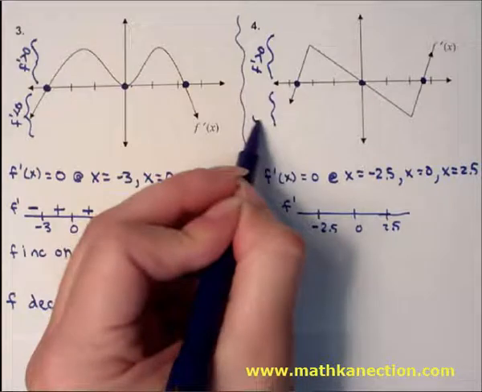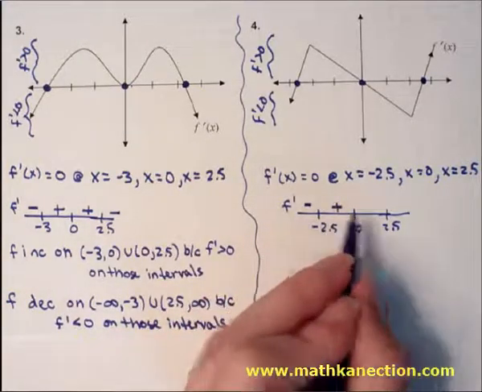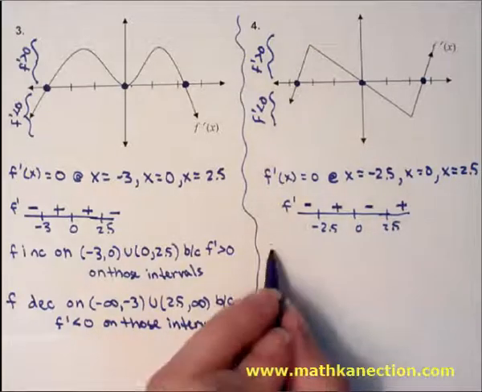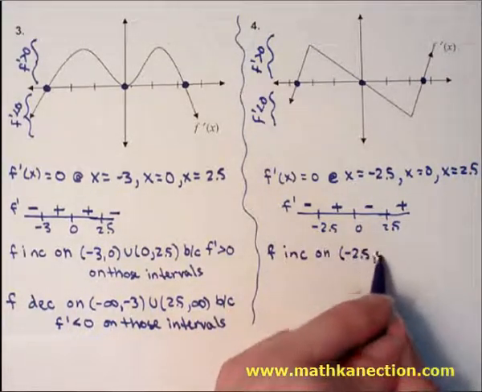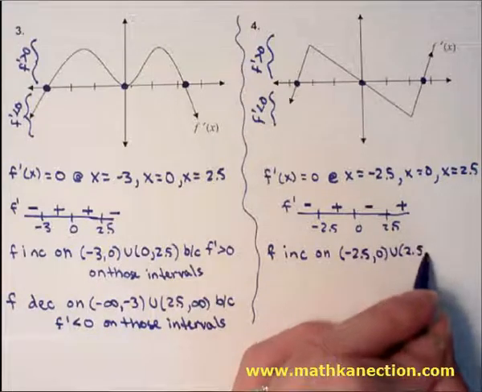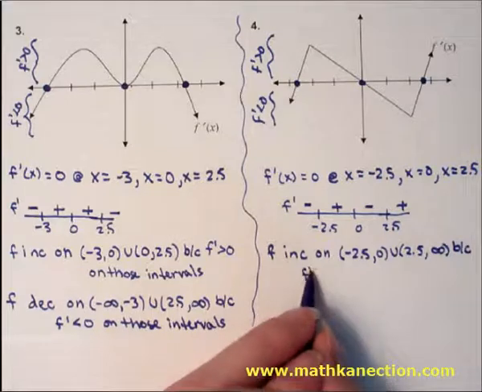F prime of x is less than 0 before -2.5, between -2.5 and 0 positive, between 0 and 2.5 negative, and after 2.5 positive. So f is increasing on the interval from -2.5 to 0, union 2.5 to infinity, because f prime is positive on those intervals.